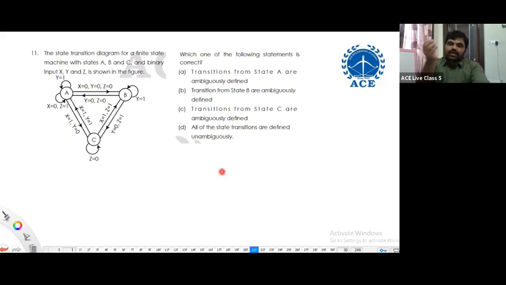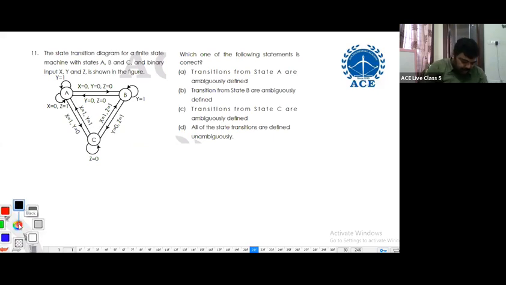If multiple next states are defined for one input condition, that is, if you are observing multiple next states from a state for one input condition, then it is called ambiguously defined. So try to analyze, from each and every state, what the next state is. We need to write it out for each state. How to write? Let us see. Let me write for one state.